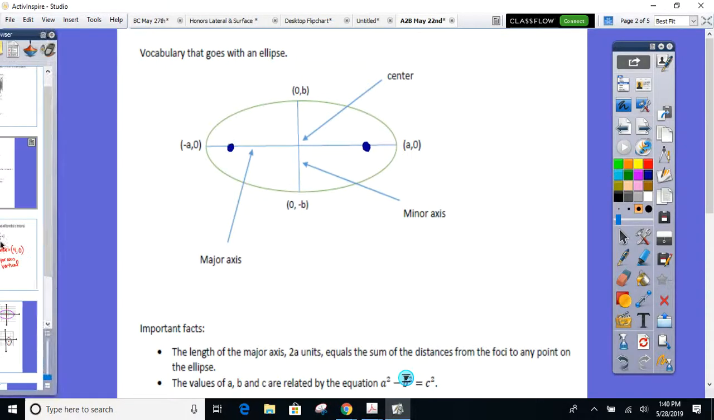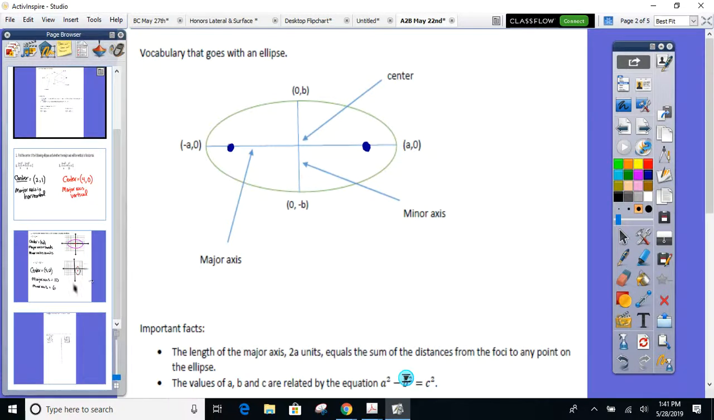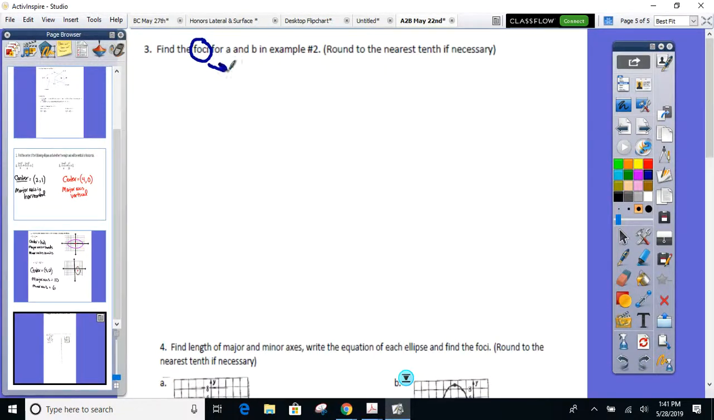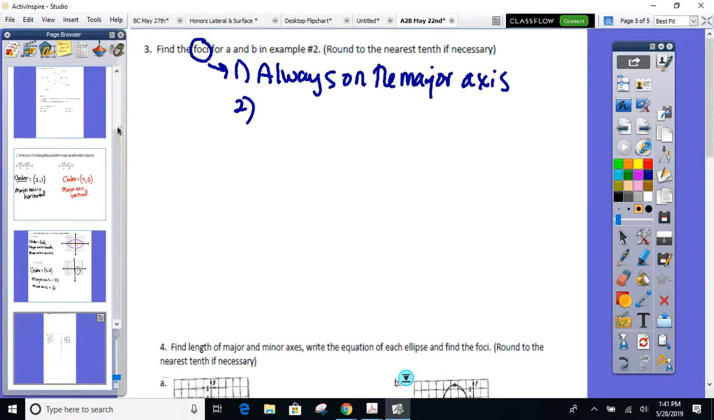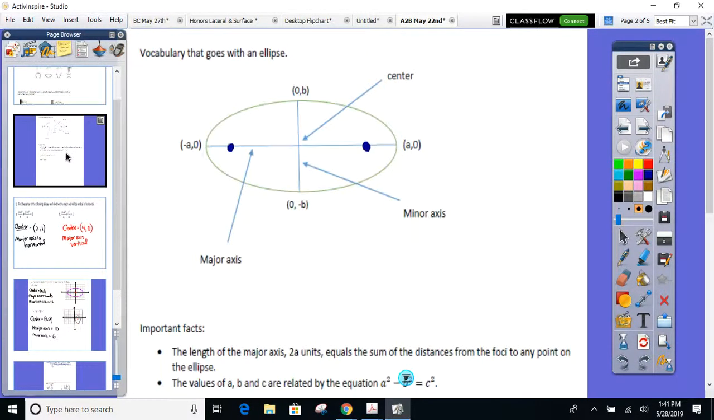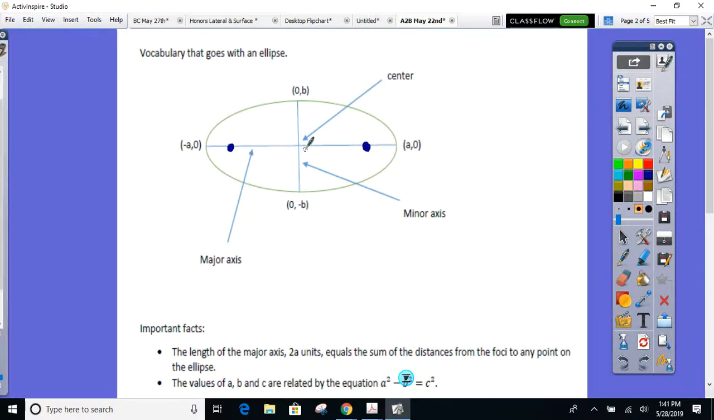So let's jot that down. Always on the major axis. So number 1, always on the major axis. Not on the X, always on the major axis. And the second thing, you don't have to turn back, just take a look at mine. They're going to be the same distance from the center point. That distance you got to find on your own.